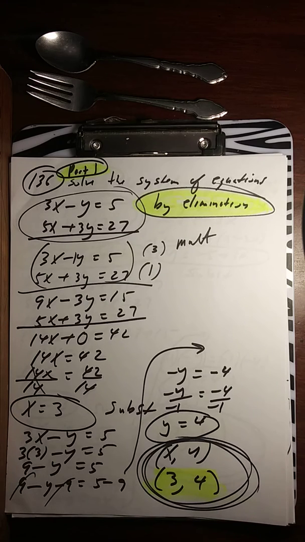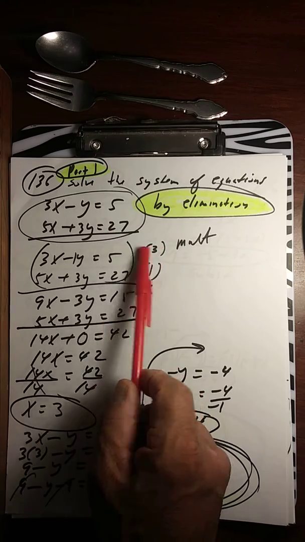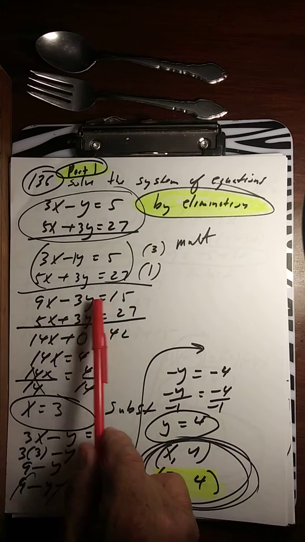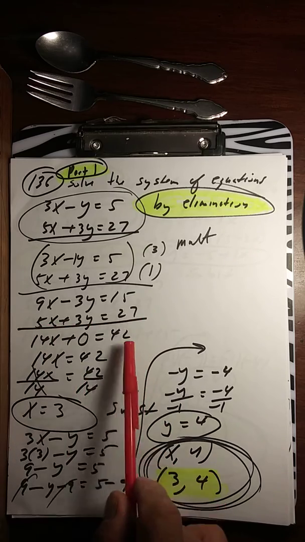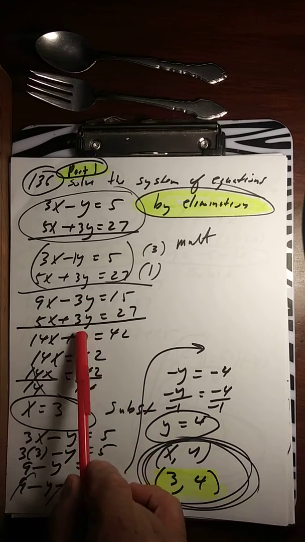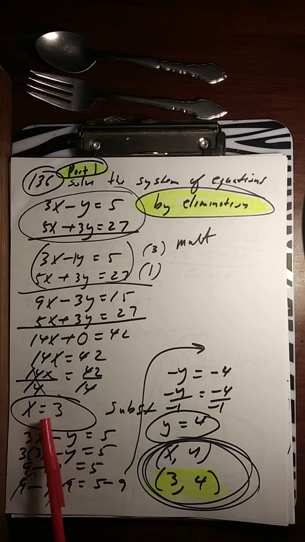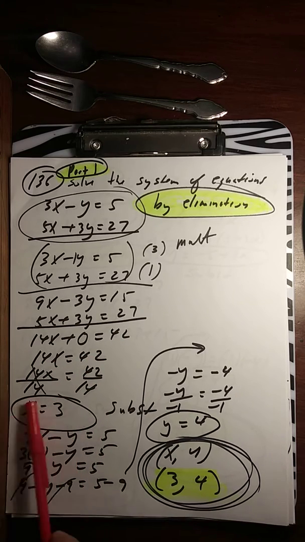Solve the system of equations by elimination. Elimination means get rid of one of the letters. Multiply by 3, multiply by 1. These numbers right here. So that's going to give you 9x minus 3y equals this. 5x plus 3y, look at that. Add them straight down. This is 14, that's 0. That's 42. 14x is this. Divide by 14, so 3. So I know one answer, x is 3.